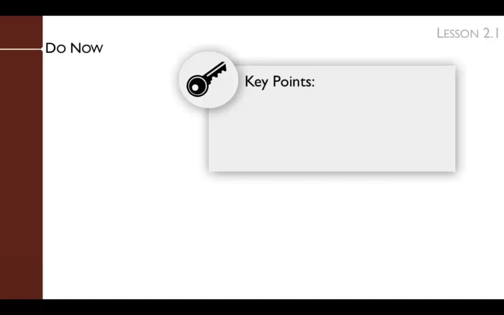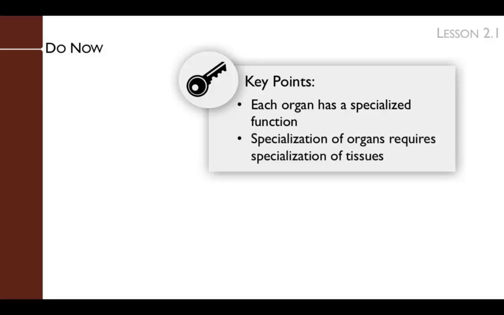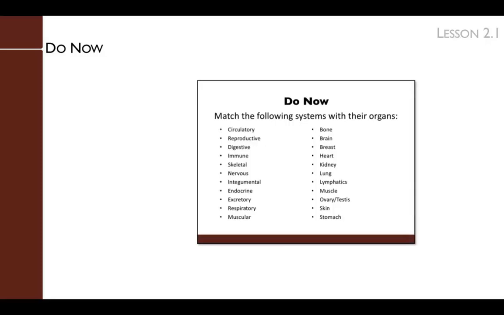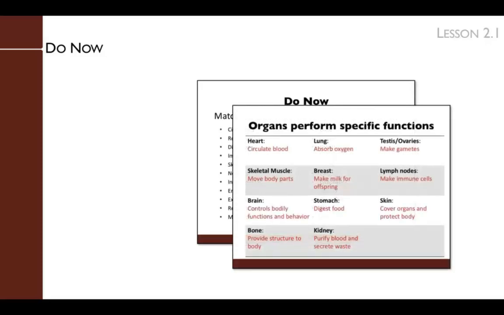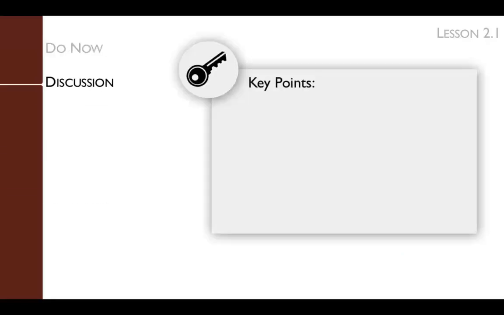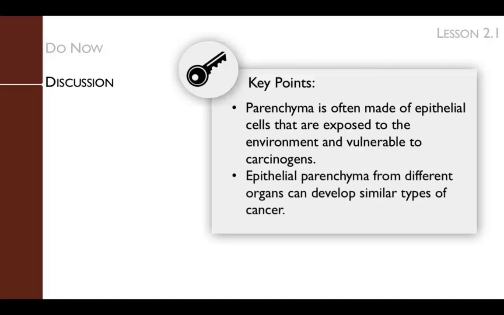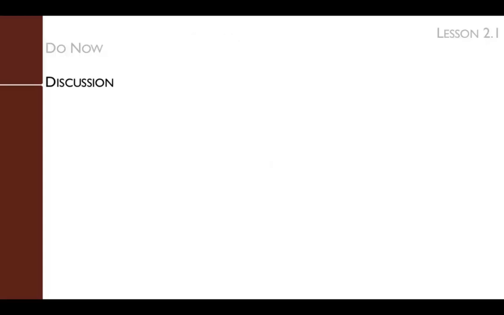The key points of the do now are that each organ has a specialized function and that the specialization of organs requires specialization of tissues. We'll get there by reviewing the functions of different organs. In the do now, students are asked to report the different functions of the different organ systems. The key points of the discussion are that the parenchyma is often made of epithelial cells that are exposed to the environment and vulnerable to carcinogens, and that the epithelial parenchyma from different organs can develop similar types of cancer.